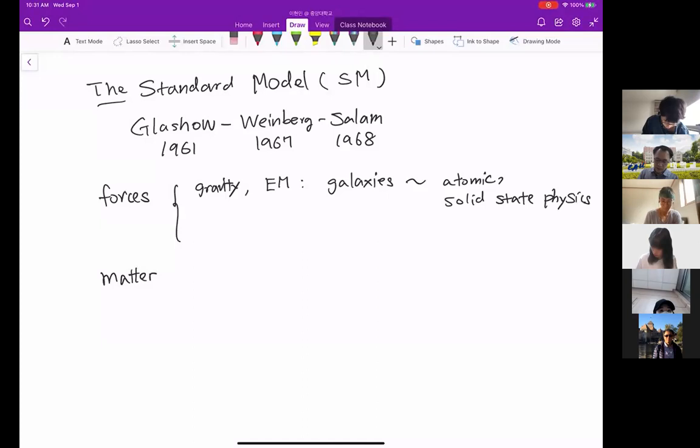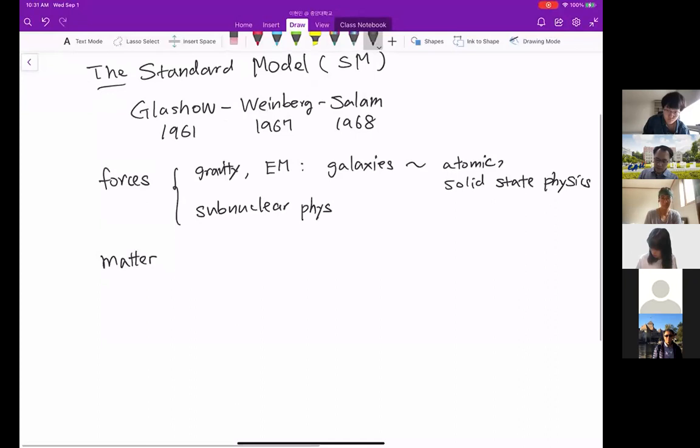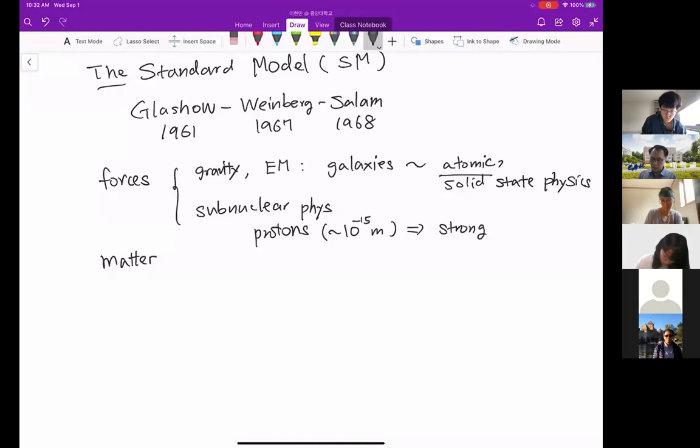And also we have subnuclear physics. The protons. We said the atom is made of protons and electrons, and the proton has a finite size. It's not a point particle. It's about 10 to the minus 15 meter, and we understand it through the strong force. So the proton is a composite particle, not an elementary particle, due to the strong interactions. And then also nuclear processes.